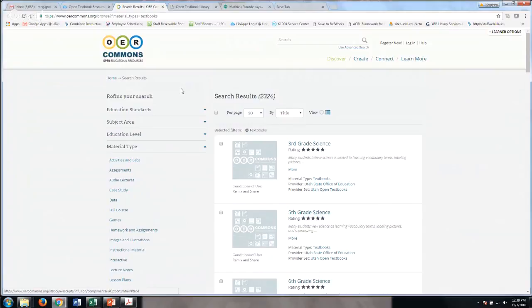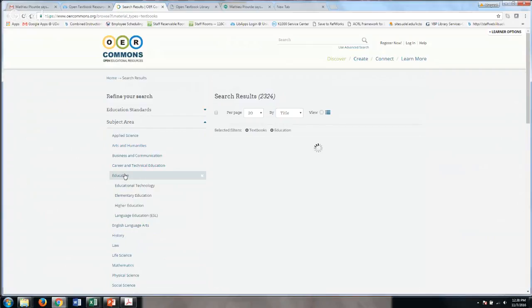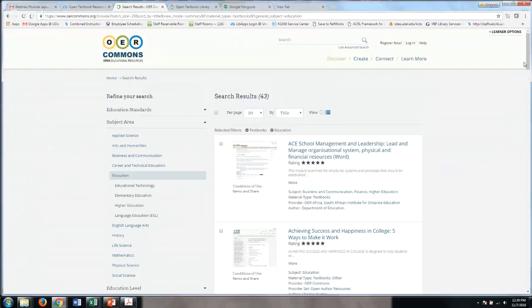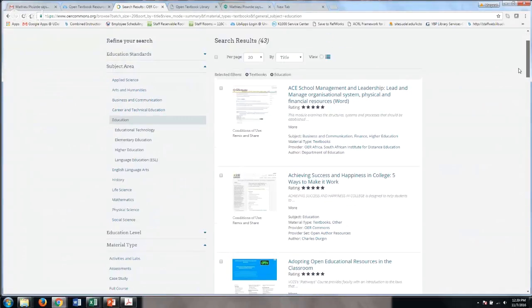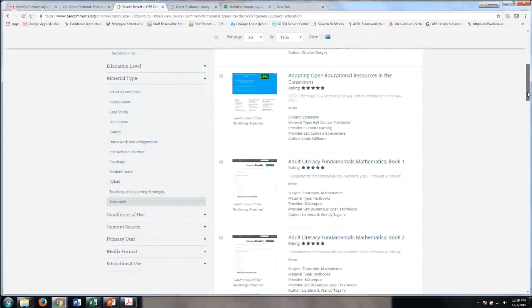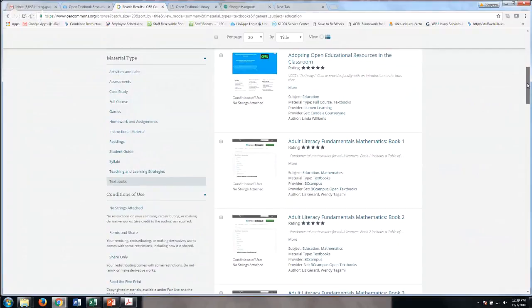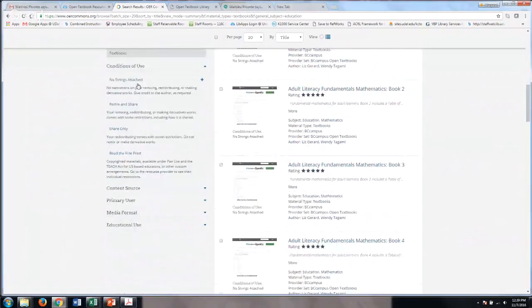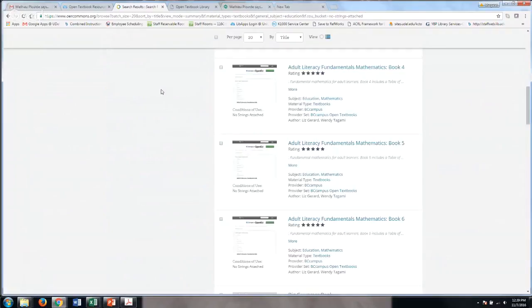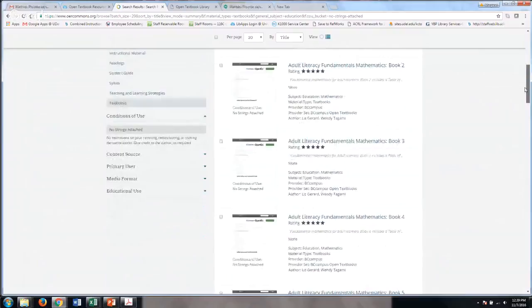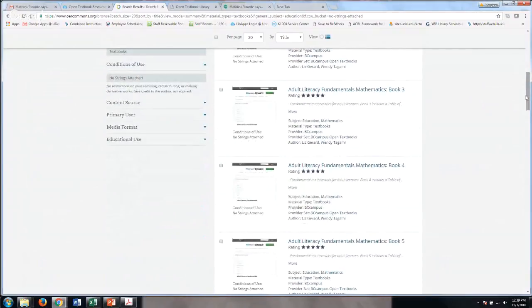One thing I do like about this repository, though, is that it gives you lots of different options for how you search and how you limit. So you could, for example, start out education text, limit to education. I've got 43 results that came back. Just going down again. Conditions of use. Now, what kind you want to be associated with your book. So I want no strings attached. I want the most open license that I can find. All kinds of different levels here.